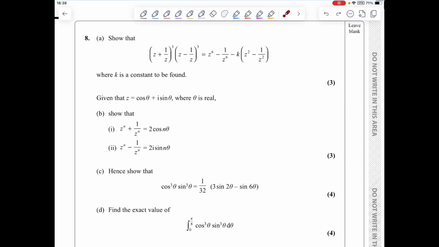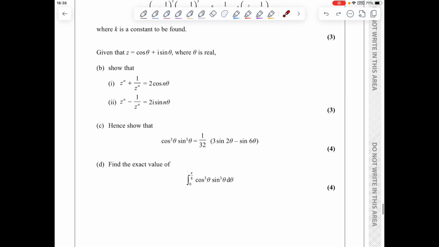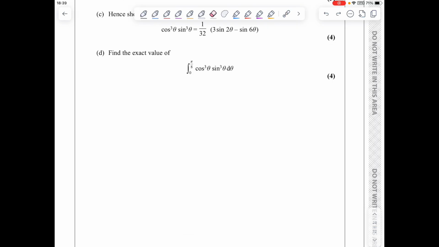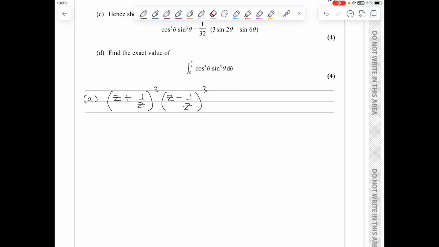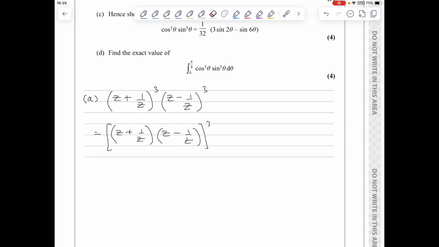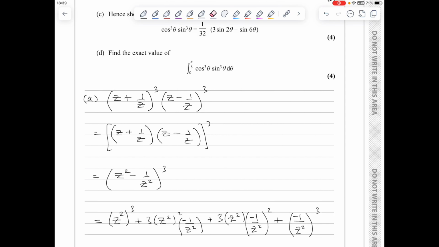For part A, I need to show that the expansion of this gives me this expression. So let me just rewrite the original expression. I'll take out the power of 3 as a common power. So I get this one. I find this easier because the expression inside the square bracket is just the difference of 2 squares. So then I can just apply the binomial expansion with a power of 3. That will give me this expansion.